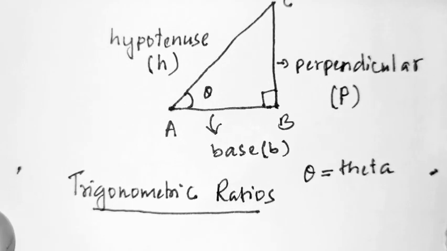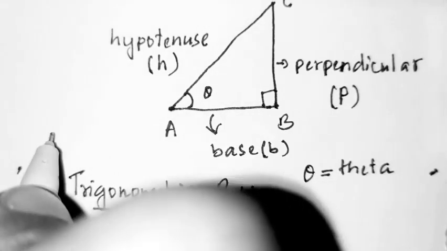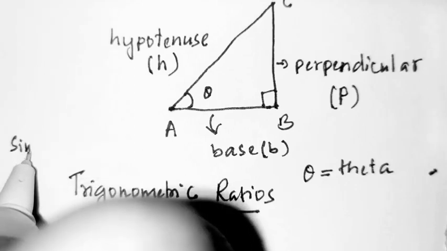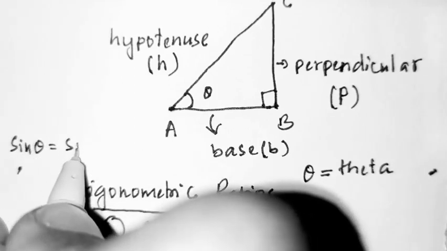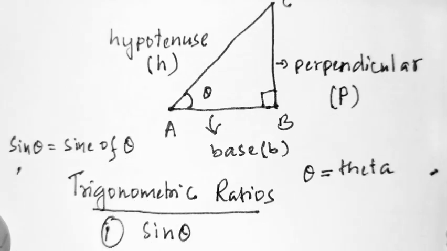Okay, so let me write down here the first one, sine theta. Now the full form of sine theta is sine of theta. If I write sine theta, it means sine of theta, or simply you can read it as sine theta.